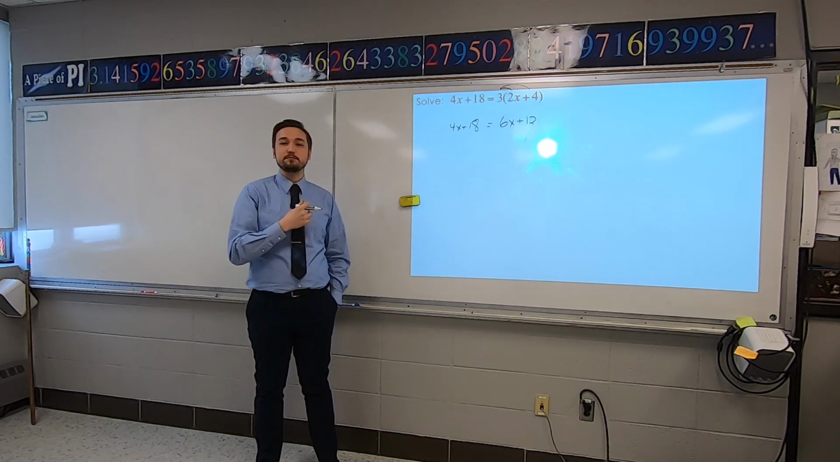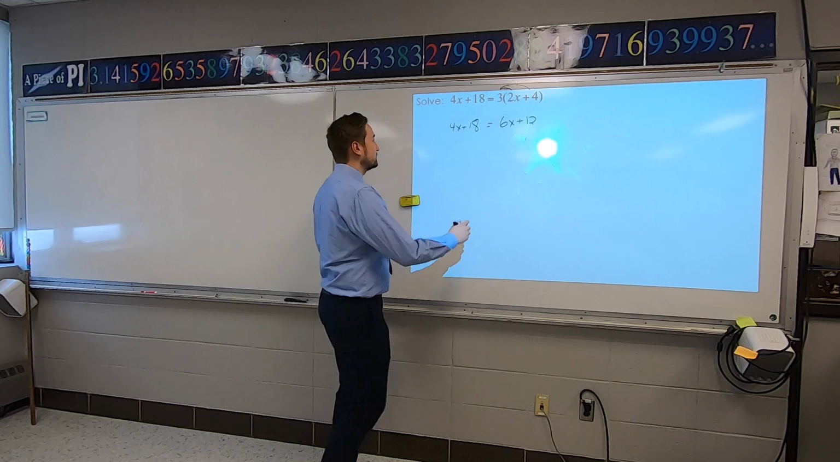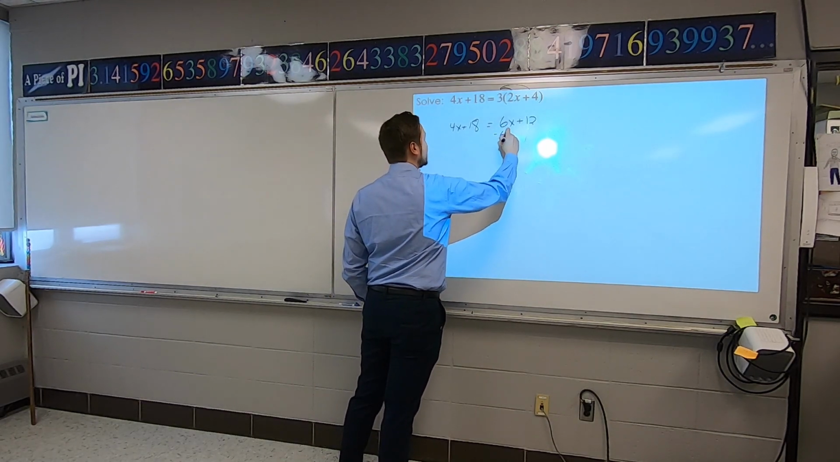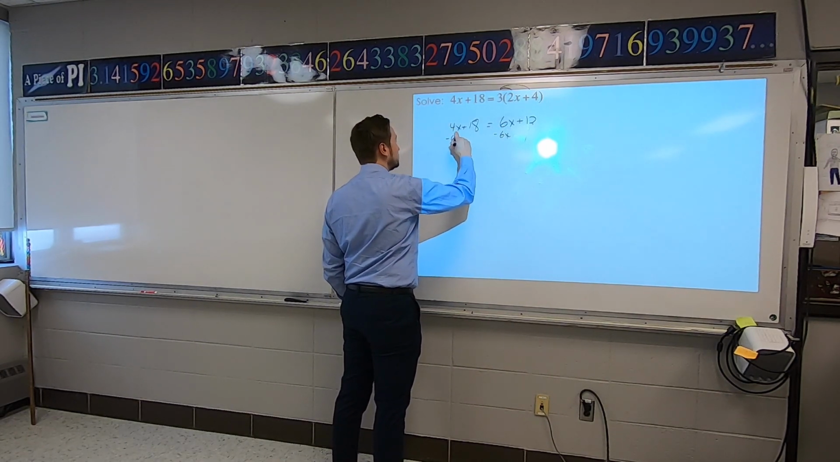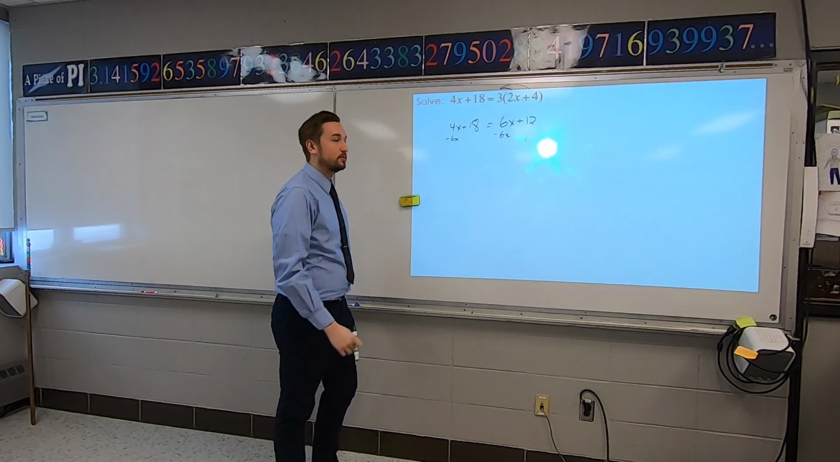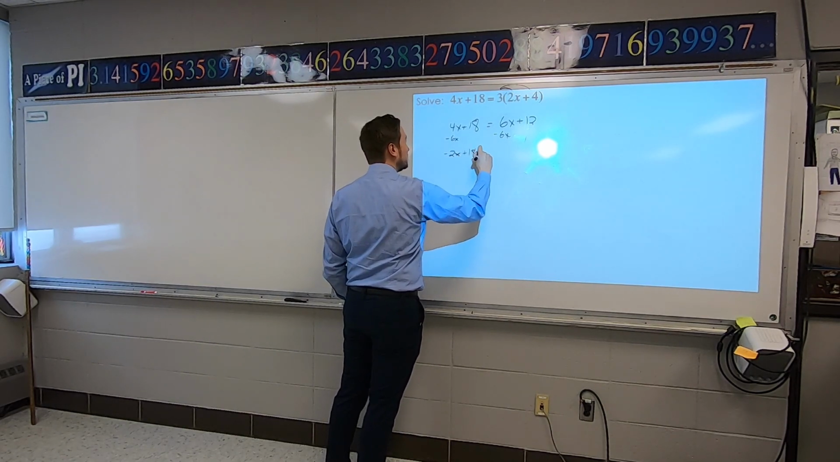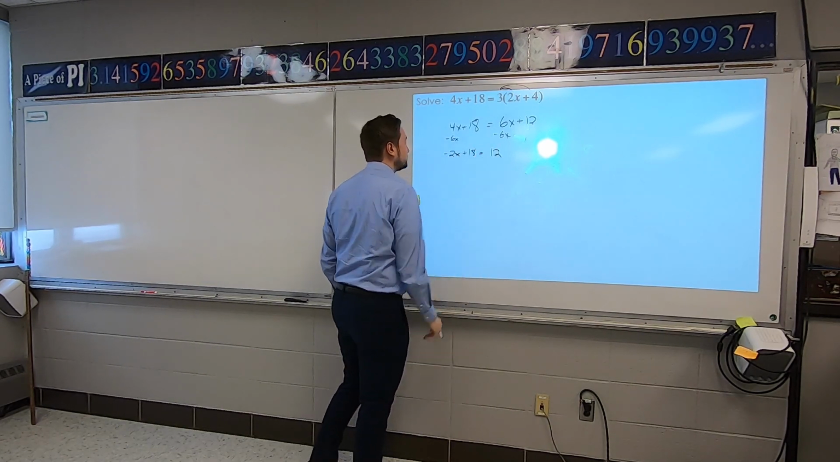AJ, what do I do next? Move the 6x over to 4x. So you want me to subtract 6x from both sides? What is 4x minus 6x? 2x. We're going to have a negative 2x plus 18 equals 12.